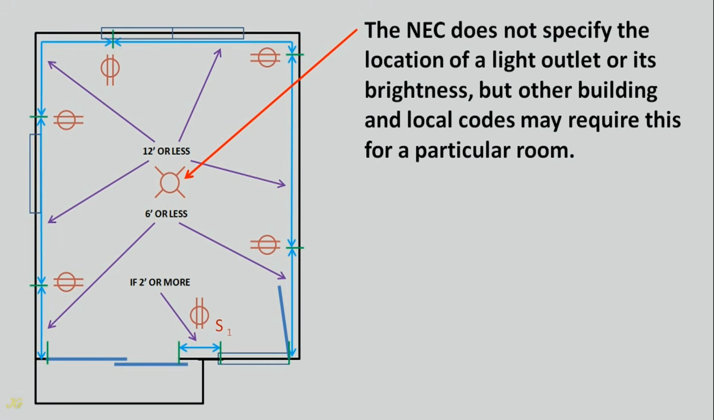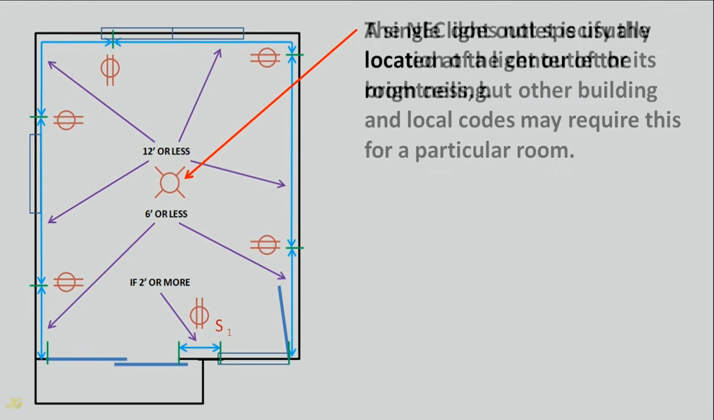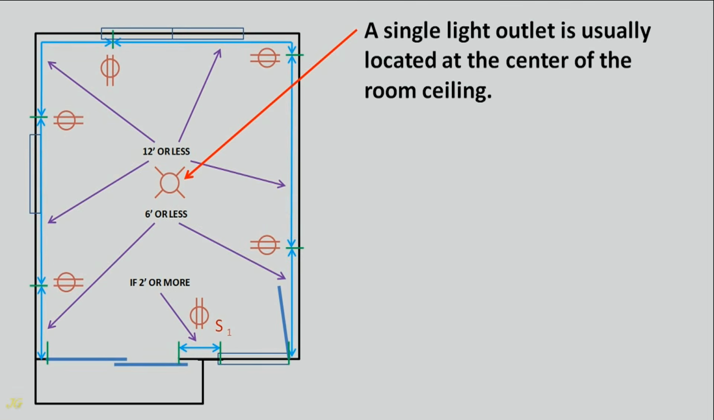The NEC does not specify the location of a light outlet or its brightness, but other building and local codes may require this for a particular room. A single light outlet is usually located at the center of the room ceiling.